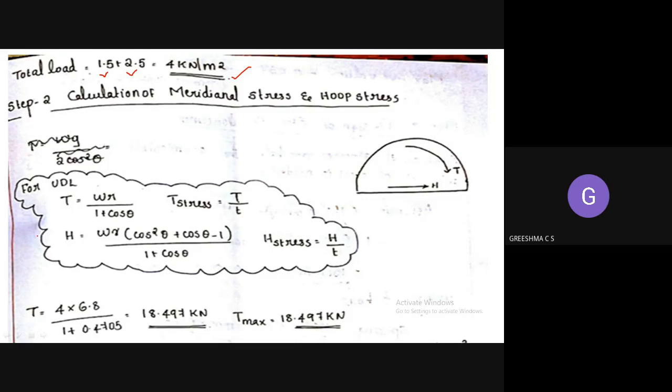Similarly, hoop tension അല്ലെങ്കിൽ hoop force is equal to WR into cos square theta plus cos theta minus 1 divided by 1 plus cos theta. Hoop stress is equal to hoop tension divided by thickness. So you can write down this equation and you have to learn it by heart. Please remember conical dome is having some other equation. Here we are using another equation.